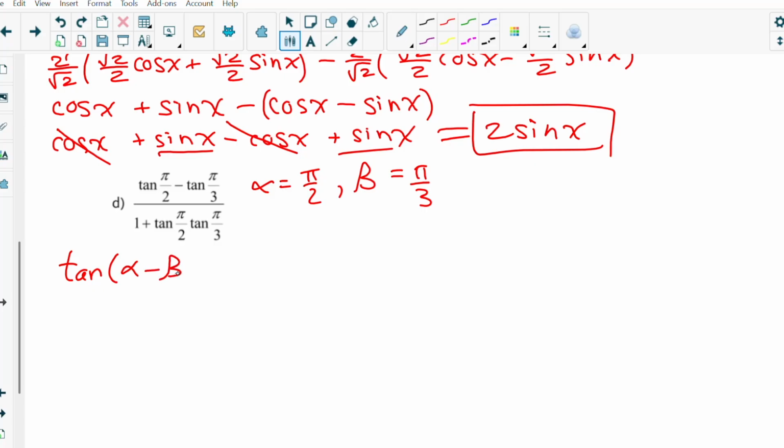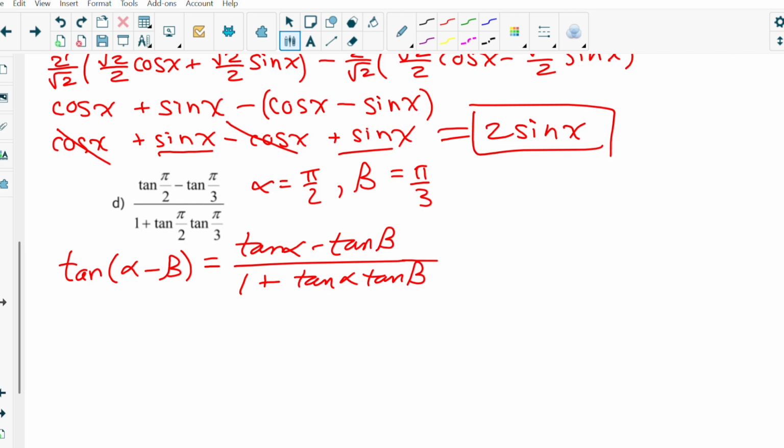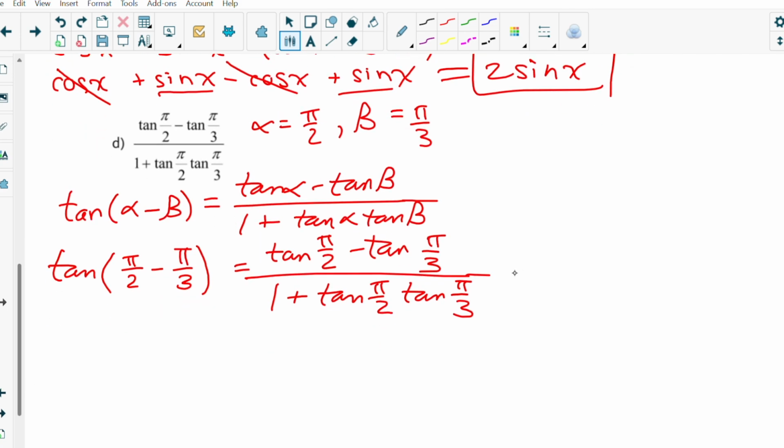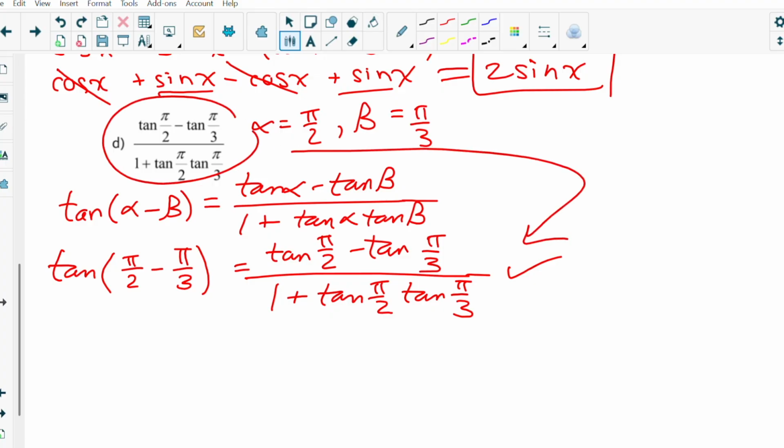So if I'm thinking tangent of alpha minus beta equals tangent of alpha minus tangent of beta divided by 1 plus tangent of alpha tangent of beta. Okay, that's tangent of alpha minus beta, so pi over 2 minus pi over 3. And is that the case? Let me write this out in full. Tangent of pi over 2 minus tangent of beta, which is pi over 3, divided by 1 plus tangent of alpha, which is pi over 2, times tangent of beta, which is pi over 3. Okay, so this checks. This looks exactly like this, right?